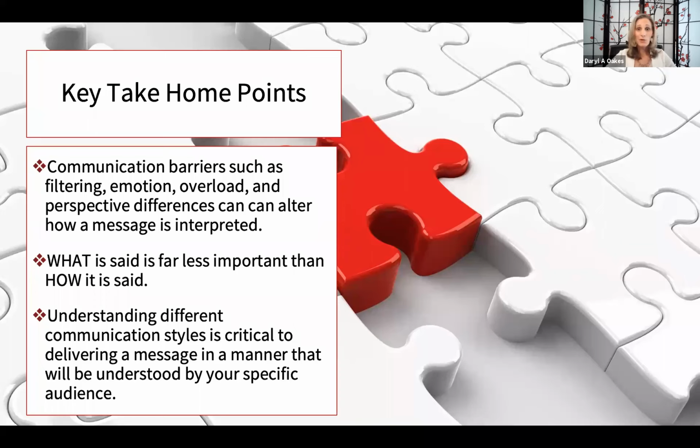So take-home points here are that it's important to be aware of communication barriers such as filtering, emotion, information overload, and perspective differences. It's important to recognize that what you are communicating may be impacted by how you communicate it. And it's important to understand that the communication style of your audience is important, and you need to be aware of it so you can tailor your message to match their style.